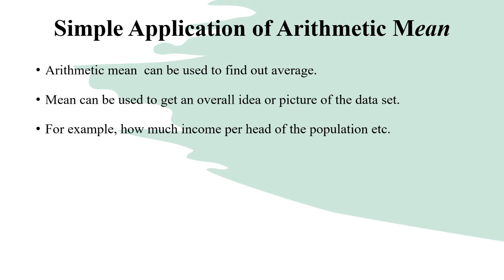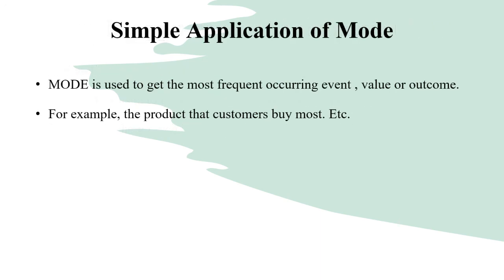We have the mode. The mode is used to get the most frequently occurring event, value, or outcome. For example, you can see the product that customers buy most. In the example we gave of the number of orders received, you can see the number of orders that occur most in the distribution.